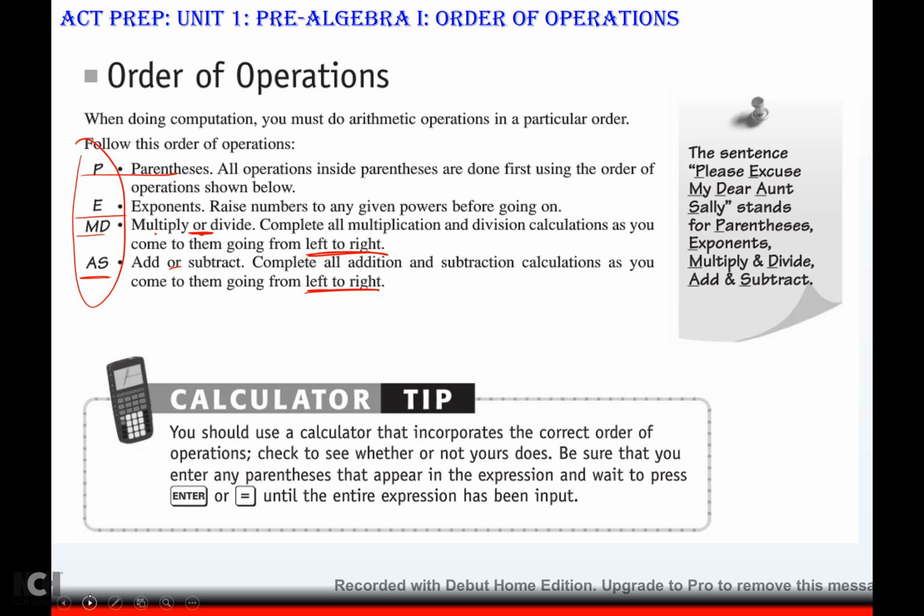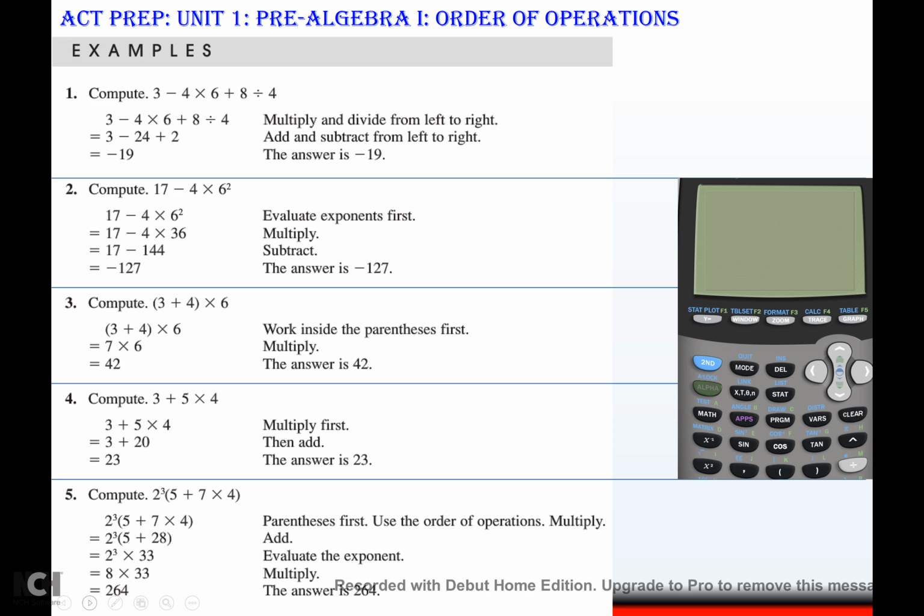Okay? Your calculator, if you're using a TI-84, does understand order of operations. So you're okay just to type them, but be careful. If I'm computing this, they're showing you in order what to do. There's no parentheses, there's no exponents, so I see multiplication and division. So I do that in order left to right. So left to right, negative 4 times 6 would be negative 24, and 8 divided by 4 would be 2. Then I can add and subtract left to right. 3 minus 24 plus 2 is negative 19. Okay, you type it in the calculator just the way it's written and you'll get the right answer. The TI-84 understands order of operations.